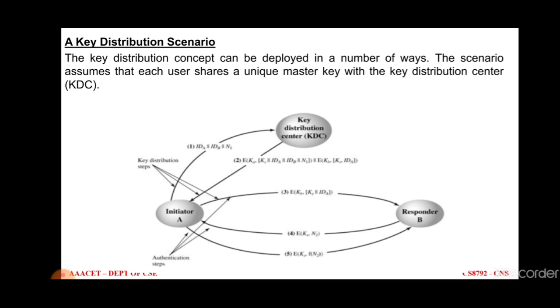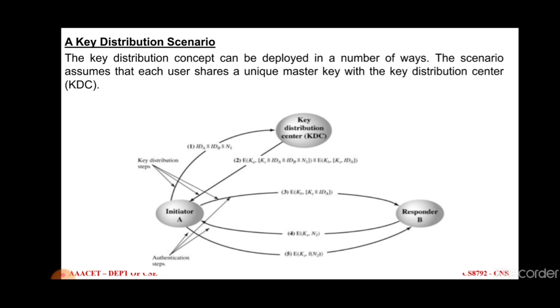Number 2: after getting the request from initiator A, the KDC sends a reply to initiator A. Every time after getting a request from somebody, the responder encrypts the information sent by the requester. So the encryption E of K suffix A, which is the key of that particular initiator A, and the identifier IDA, IDB, N1. So this information is sent from the KDC to initiator A.